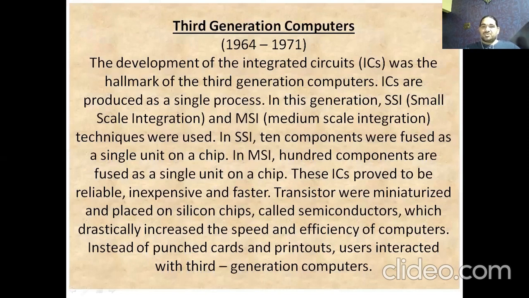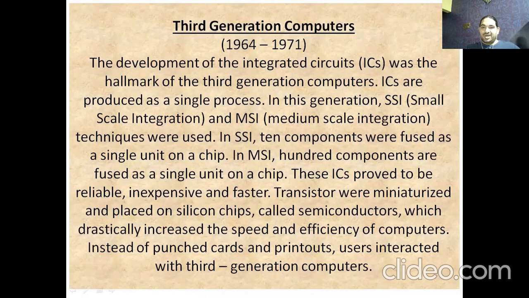The development of the integrated circuit, called IC, was the hallmark of the third generation computer. Nowadays you may find this IC in TVs, laptops, computers, everywhere. One small IC holds the maximum power to operate the device. ICs are produced as a single process.